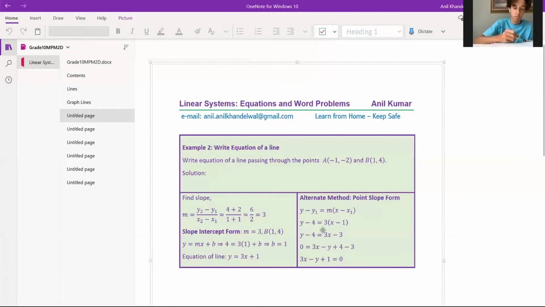So if I substitute those values, I get y minus 4 equals 3 times x minus 1. And now, distributive property, open the bracket, multiply 3 with x and minus 1. You get y minus 4 equals 3x minus 3. Put them all together. You get your equation in standard form, which is 3x minus y plus 4 minus 3, which gives you 3x minus y plus 1 equals 0. Does it make sense to you? Yes. This is a very good form of an equation and should be utilized when need be.